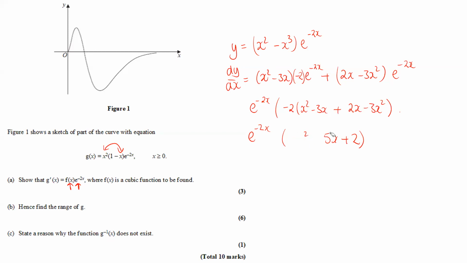Sorry, I've missed a line. It gives you 2x cubed minus 5x squared plus 2x. So this is our function of x. We all okay with that? Now, where did the cube come from?